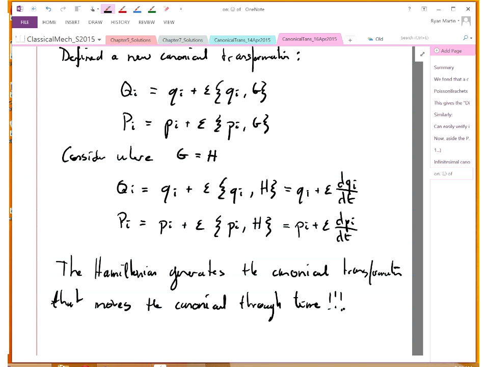Okay. If there are no questions, that's it for now. Next week we'll look at the Hamilton-Jacobi equation, and maybe we'll start on field theory if we get there. Okay.